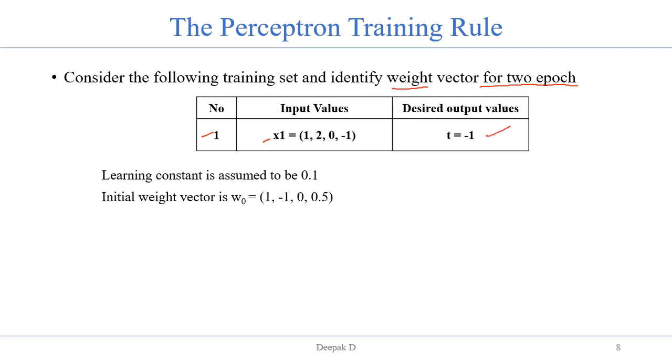And here the learning rate η is kept as low as possible, as we already said, 0.1, and this initial weight vector, that is w0, is taken randomly. So let's try to solve the problem, and we have some steps to solve it. Let's see that one.